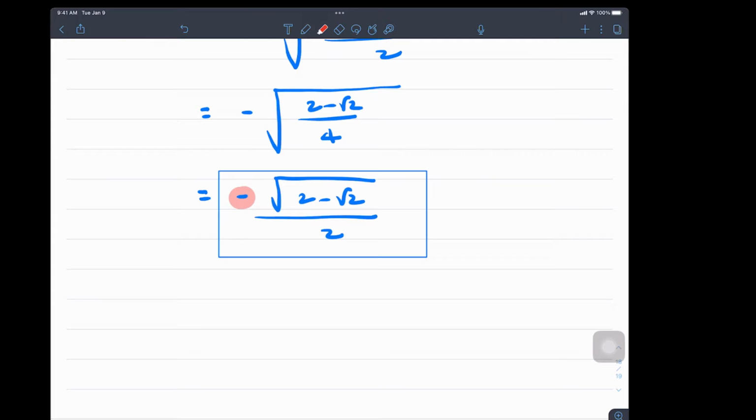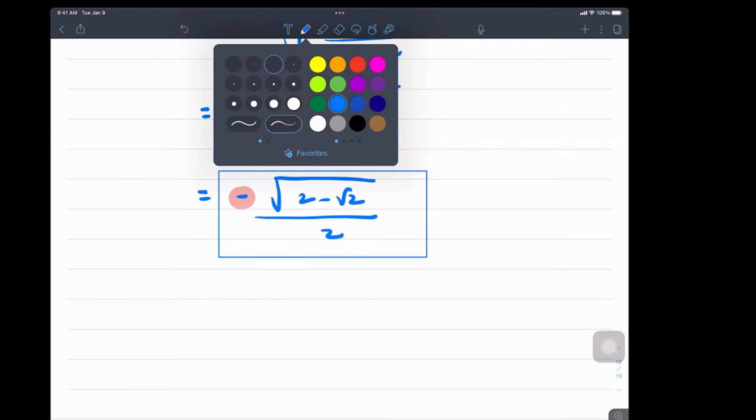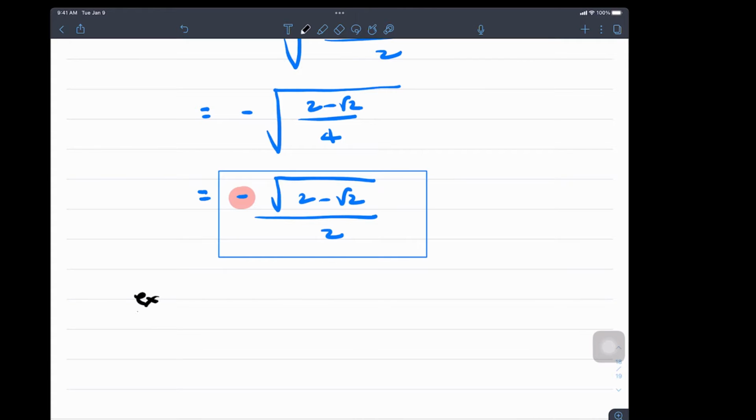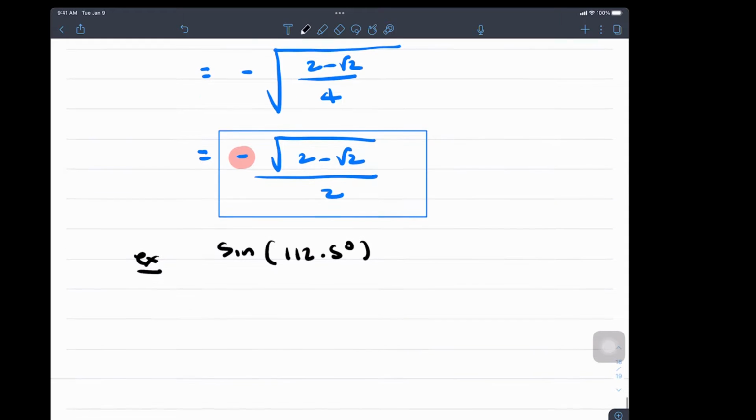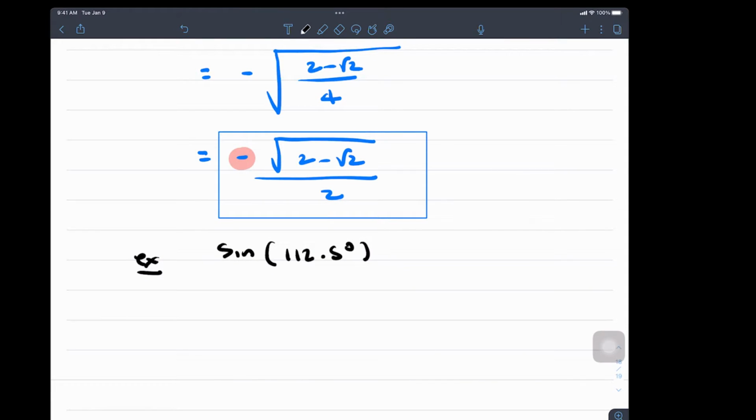Interesting? Should I give you guys another one? Have you guys tried this one? Sine of 112.5 degrees. Give you guys some time. Find the exact value. This is what they're going to say. Okay, we're going to give you guys some time for that one. And there it is.